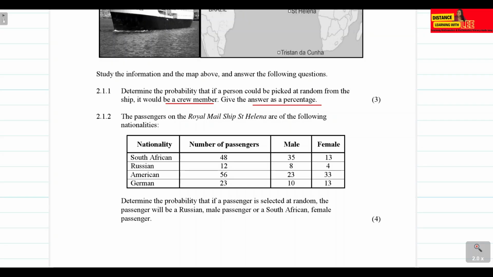Okay, we've got 23 passengers that are German, 10 are male, and 13 are female. Okay, so let's have a look at the question. It says determine the probability that if a passenger is selected at random, the passenger will be a Russian male passenger or a South African female passenger.